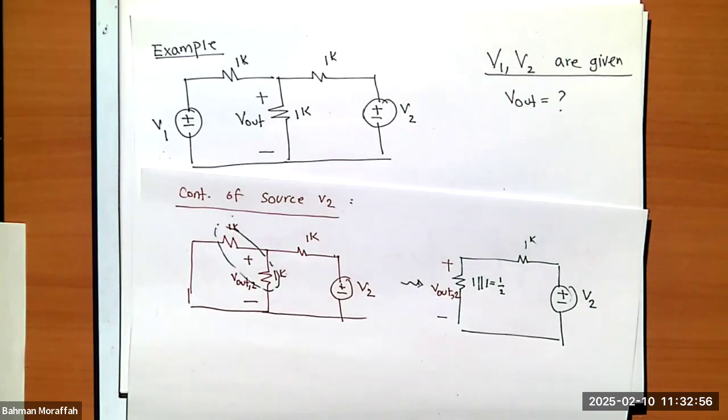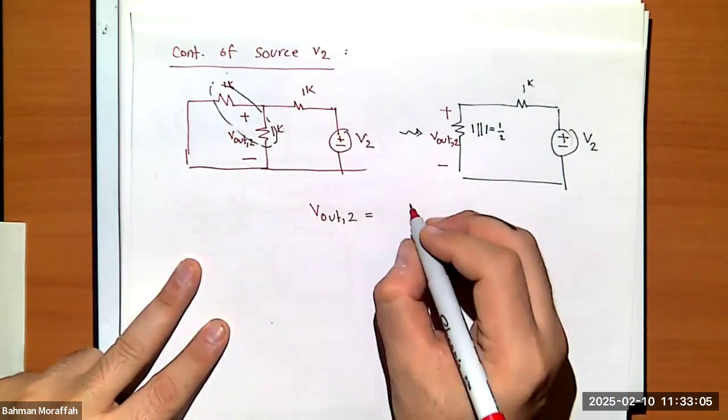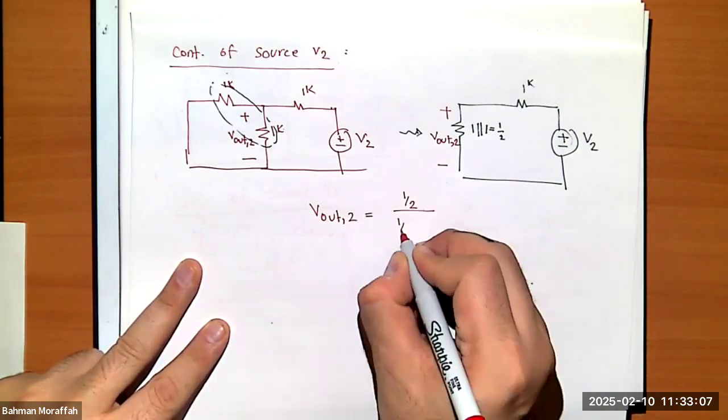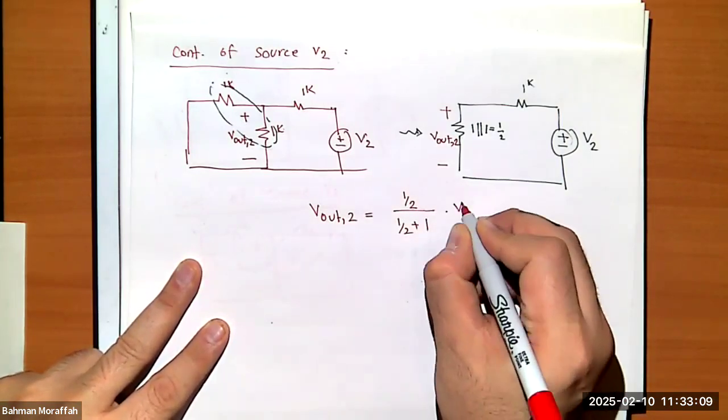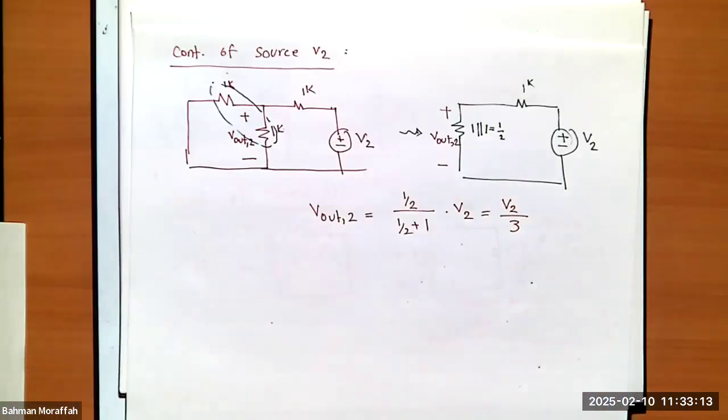How do I compute V out 2? Again, this is another voltage divider. So V out 2 is 1/2 divided by 1/2 plus 1 times V2. So it's V2 over 3. Right? I found the contribution of V1. I found the contribution of V2.